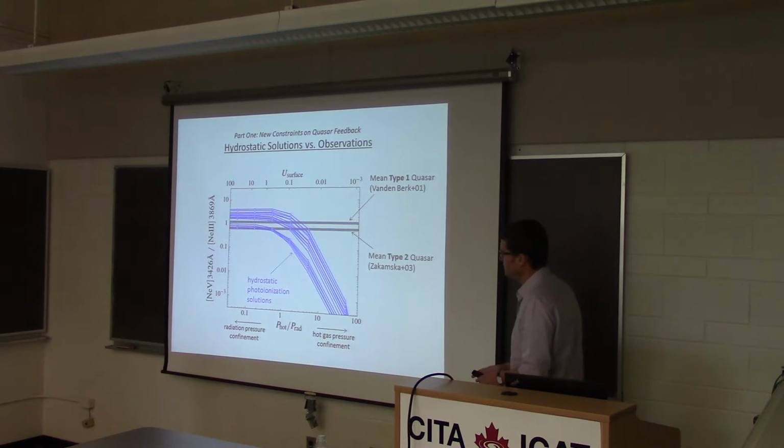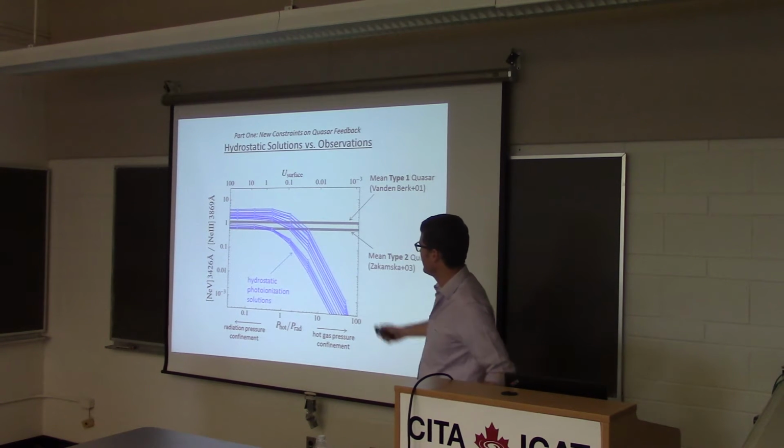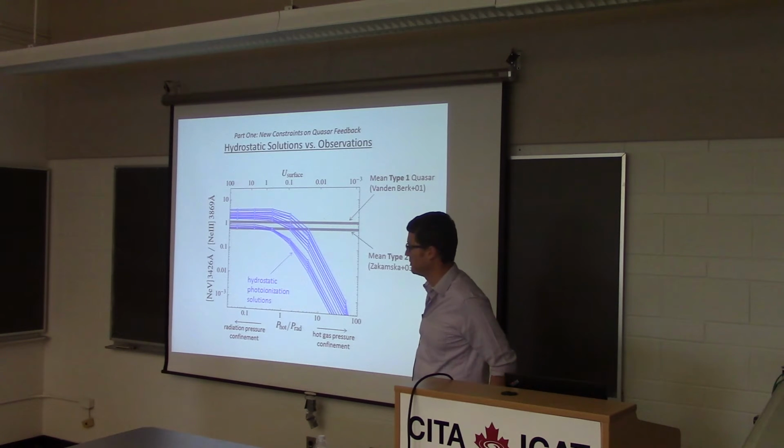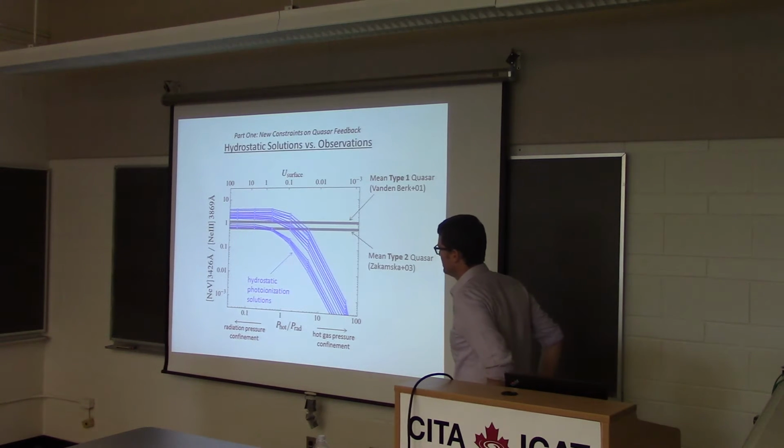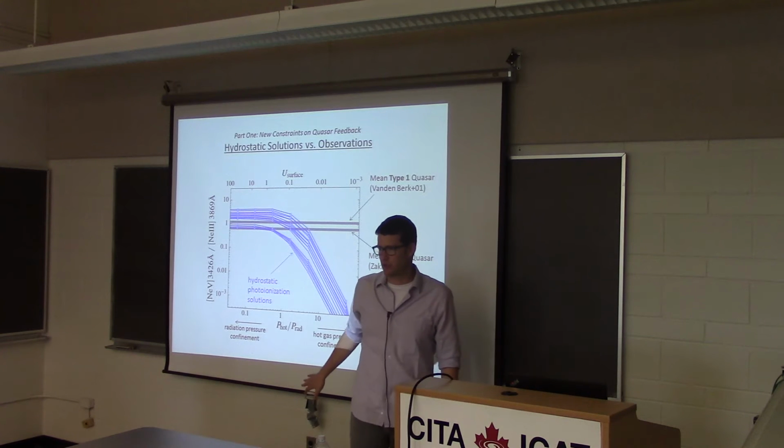And you can see that the observations are consistent with the radiation pressure confinement regime. So the observations are suggesting that radiation pressure is much stronger than the hot gas pressure.